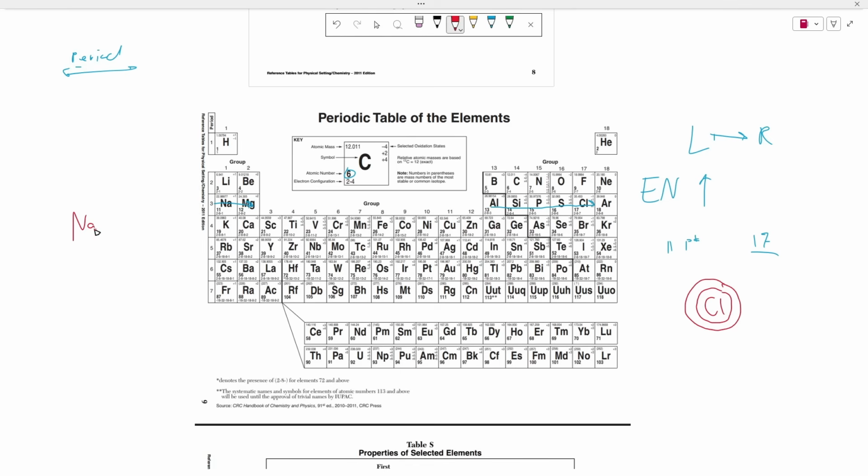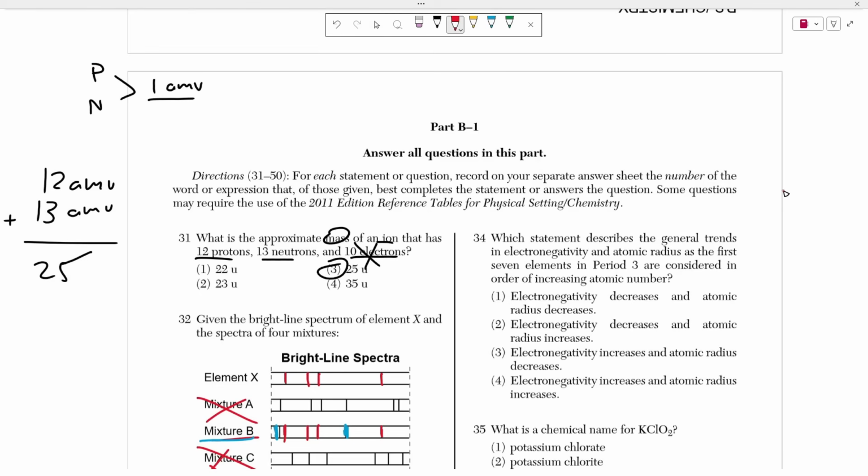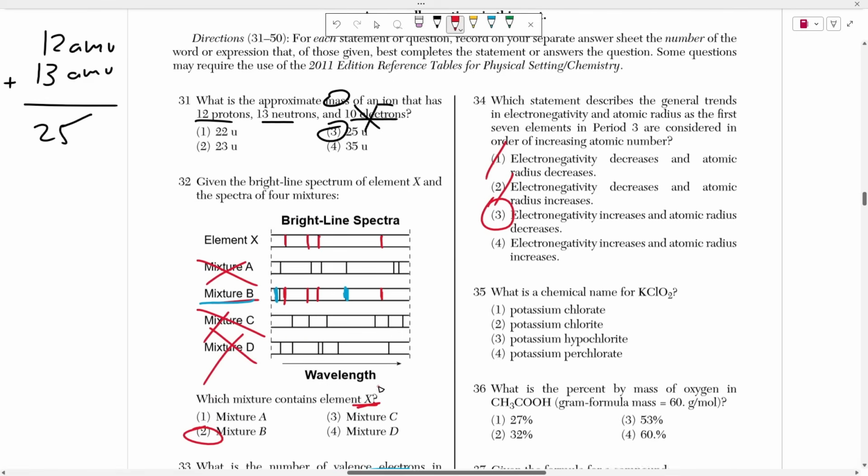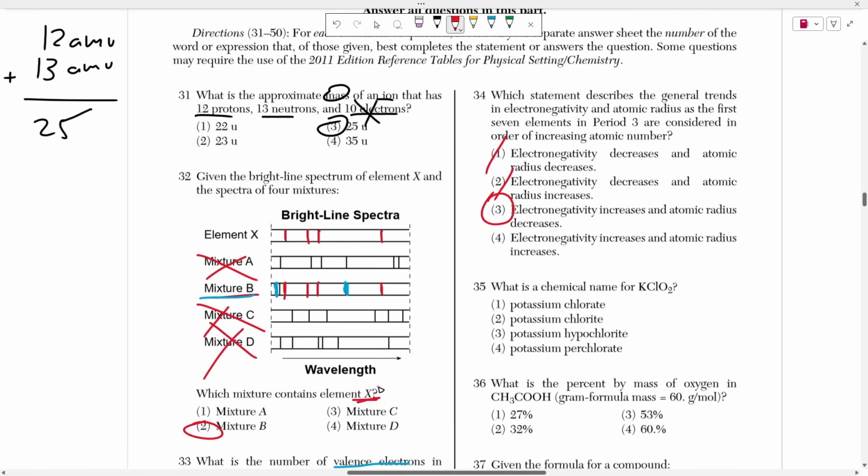So if I were to draw out the shells, they'll be a lot further spaced out from the sodium because this center is less positively charged and it pulls the electrons less closely to it. Okay, so as you go from left to right across the period, the electronegativity goes up, but the atomic radius goes down. All right, so what's going to say that? Well, that's going to be choice 3 or 4. Electronegativity increases and atomic radius decreases. Choice 3.